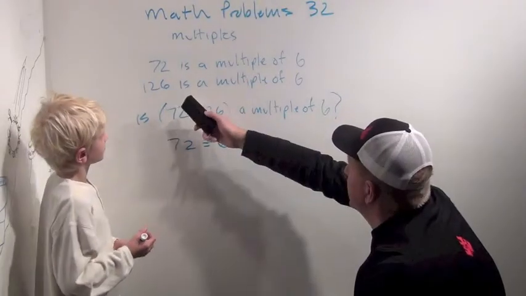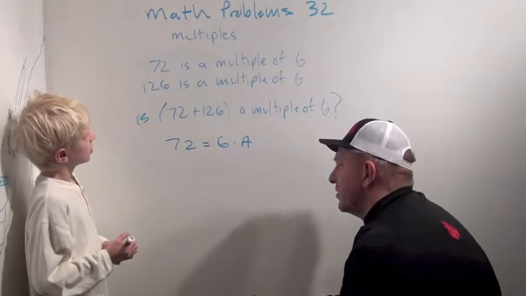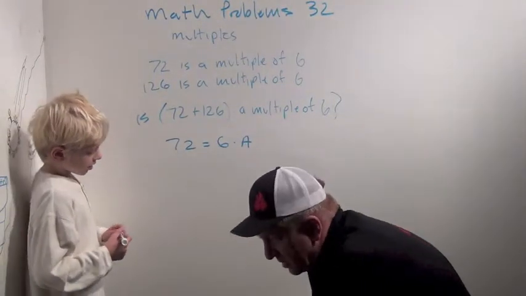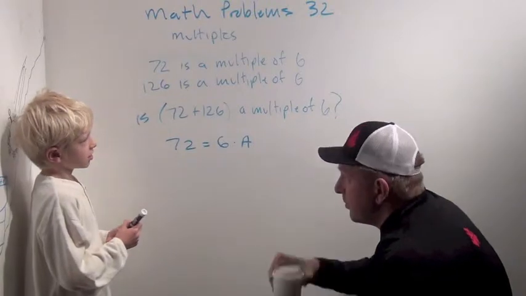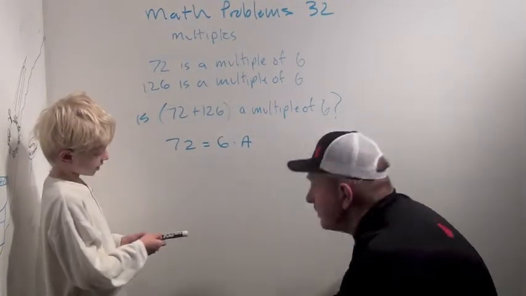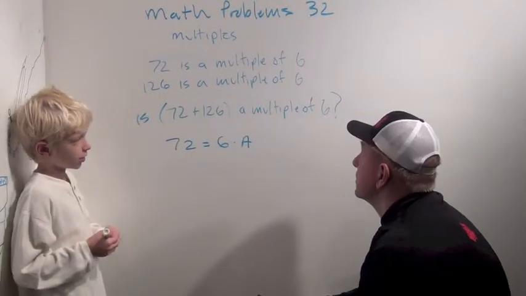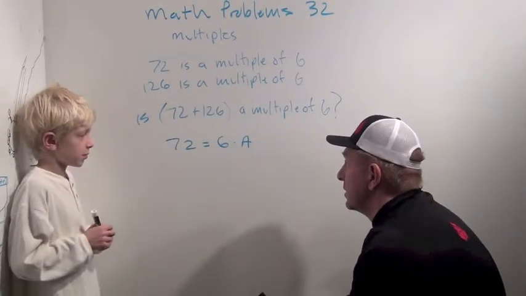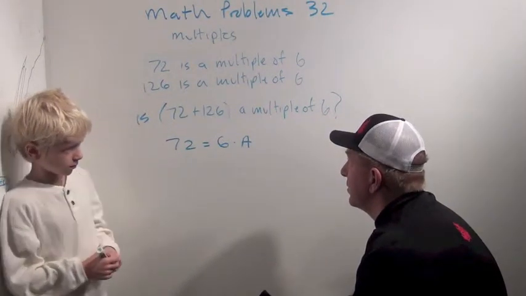126 is a multiple of 6, I say in this problem. Does that seem right? Like 126, does that seem like it's a multiple of 6? Yeah, it's four 30s plus 6, so it's 21 times 6. The example in the book that this problem was like had 7s, but I made up a problem that was like 6s.